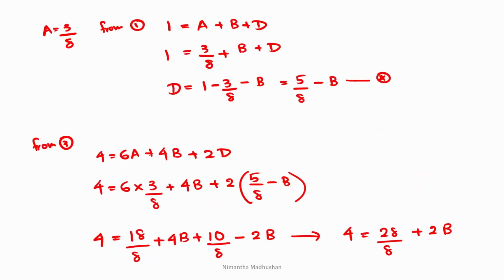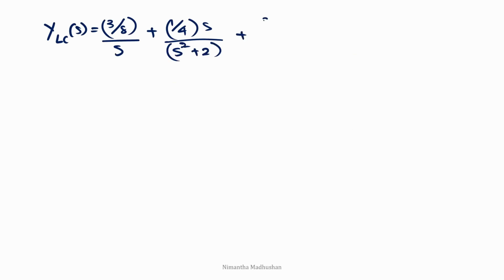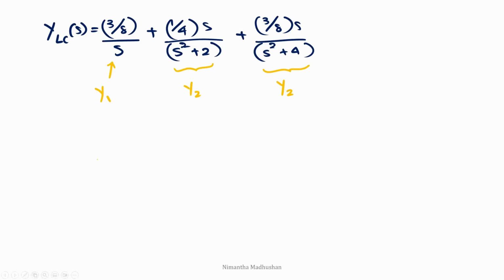Now we can write the expansion: YLC is equal to 3 over 8 over s plus 1 over 4 times s over s squared plus 2 plus 3 over 8 times s over s squared plus 4. This is a partial fraction expansion of the admittance function. These are the small admittance values y1, y2, and y3. Now we have to find what components are represented by each admittance component.